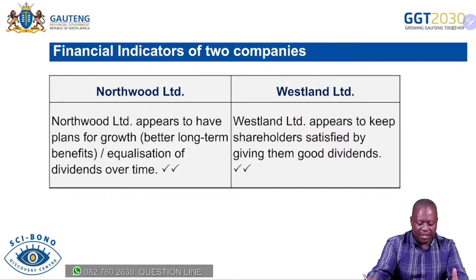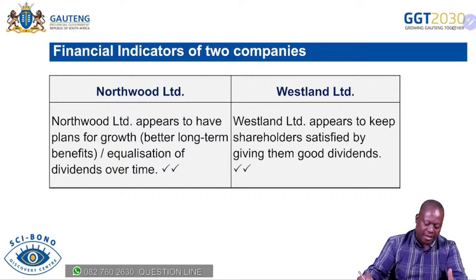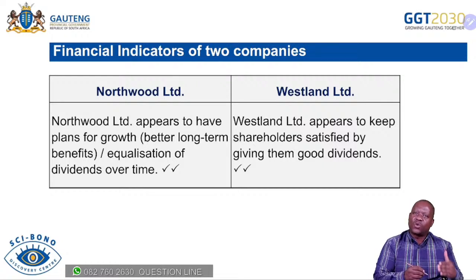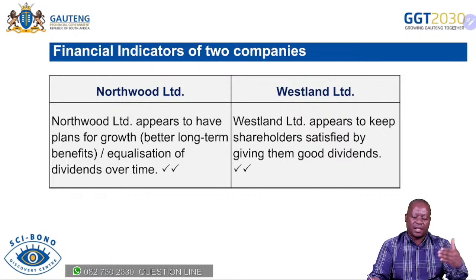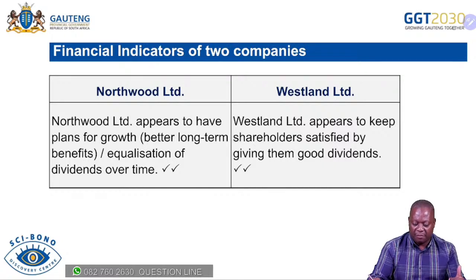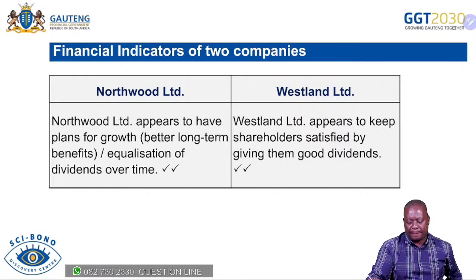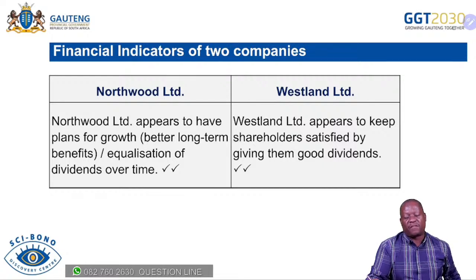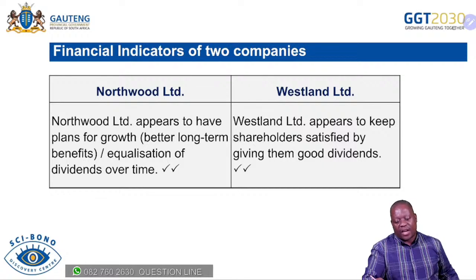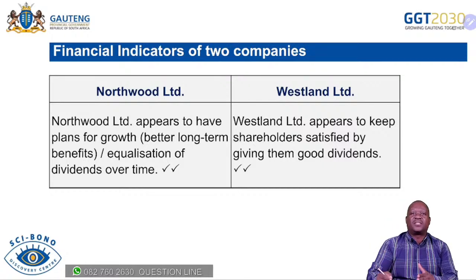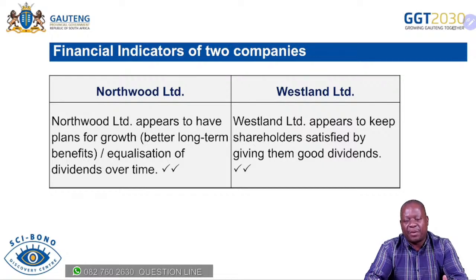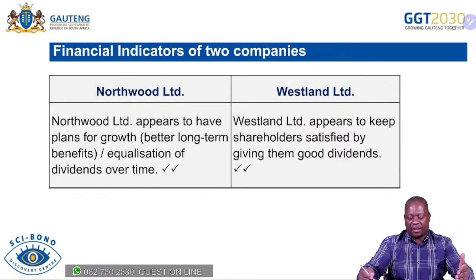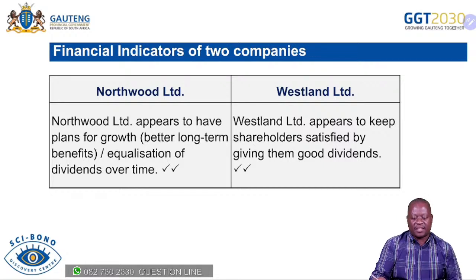Northwood Limited appears to have plans for growth, which means better long-term benefits. So in that way, they are trying to reduce the dividends that they are giving to shareholders so that they can have more retained income for the future. Westland Limited appears to keep shareholders satisfied by giving them good dividends. Now, what does that mean? It means they want to make sure that their shareholders are happy. And how do you make shareholders happy? Give them as much dividends as you can as a company.